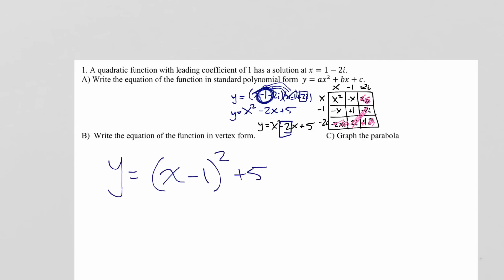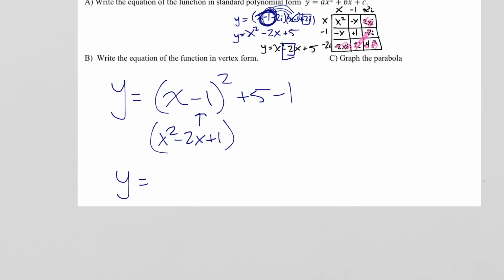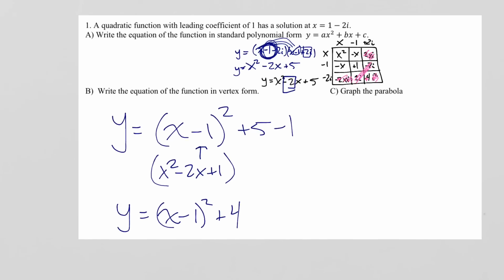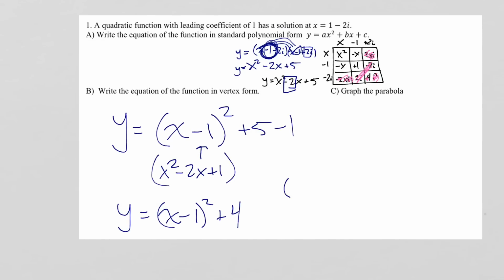We still have our plus 5, but we need to adjust this equation because x minus 1 squared is x squared minus 2x plus 1. So we have added 1 in that completed square, so we need to subtract 1 like that. And so we get y equals x minus 1 quantity squared plus 4. And again, if you look at what we started with, which was x minus 1 minus 2i and x minus 1 plus 2i, we ended up with an x minus 1 right here, and we ended up with a 2 squared right there. Things to notice.